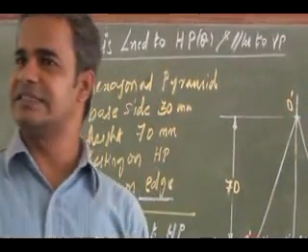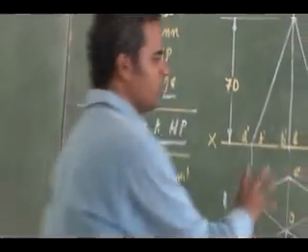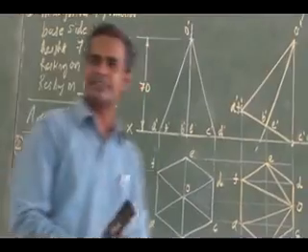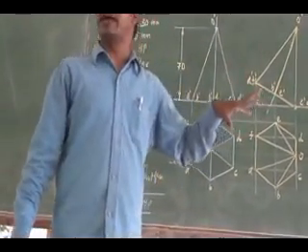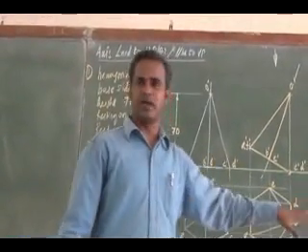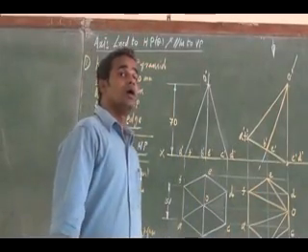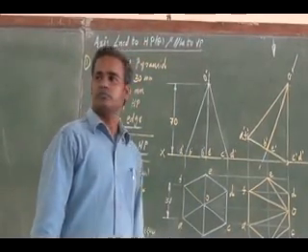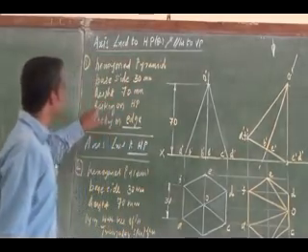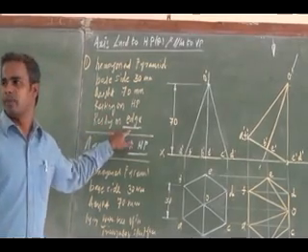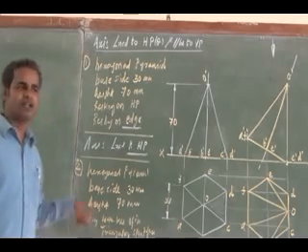One more hidden data: this is a hexagonal pyramid, right? In which orientation do I have to draw the true shape? You know the axis is inclined to HP here, so I can draw the true shape of the base on HP. In which orientation, corner or edge? In the previous problem, it was resting on an edge. There it is given. Here, whether it is resting on an edge or corner is hidden.